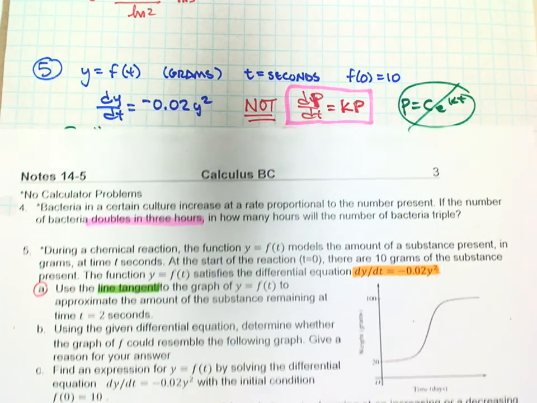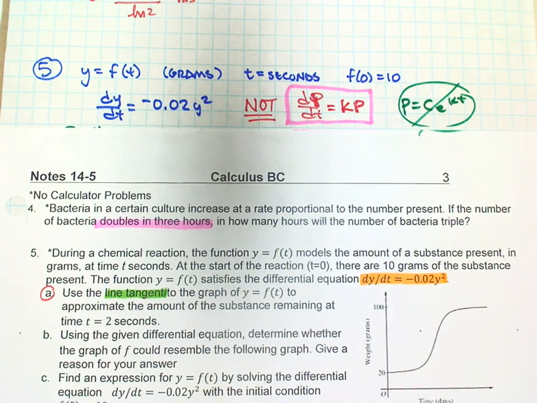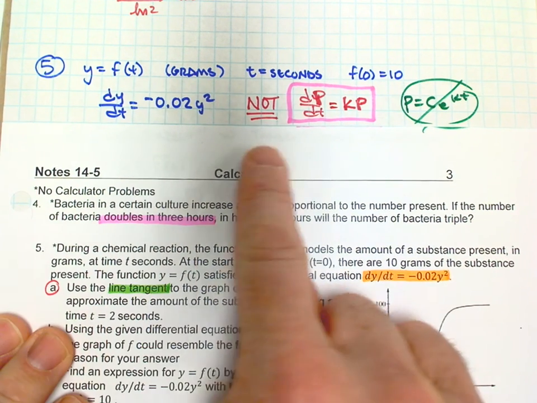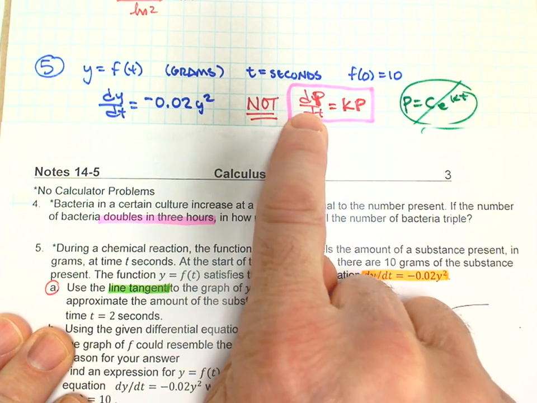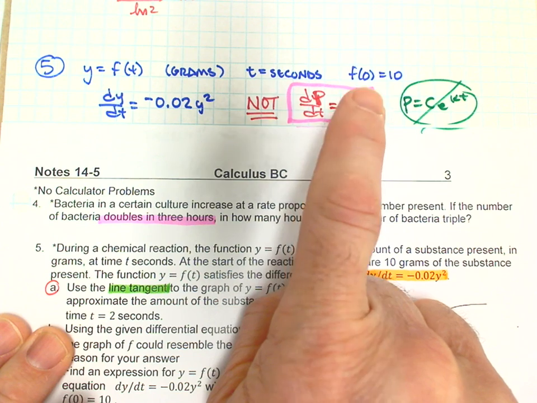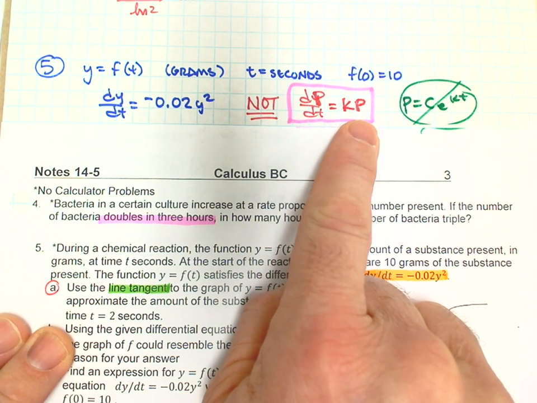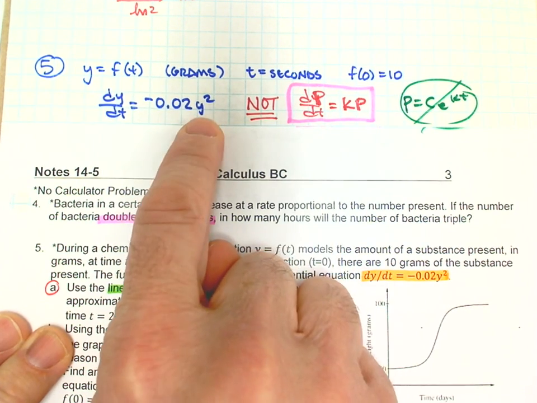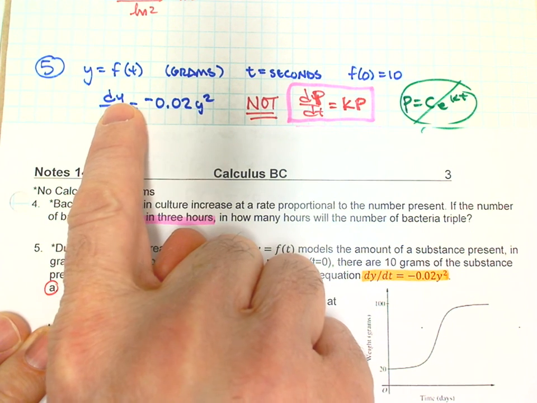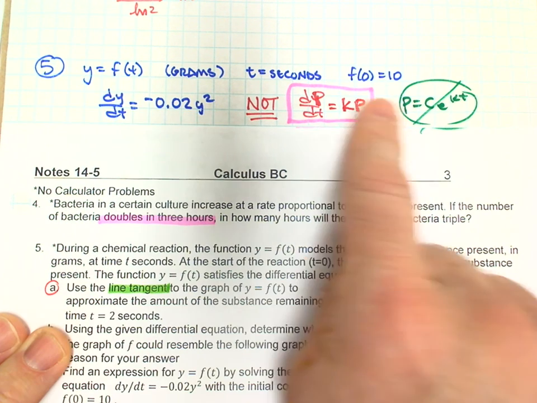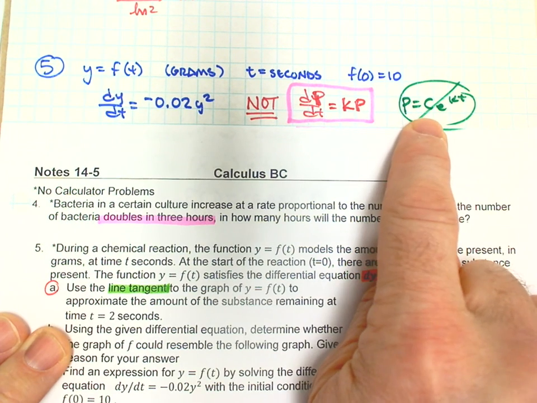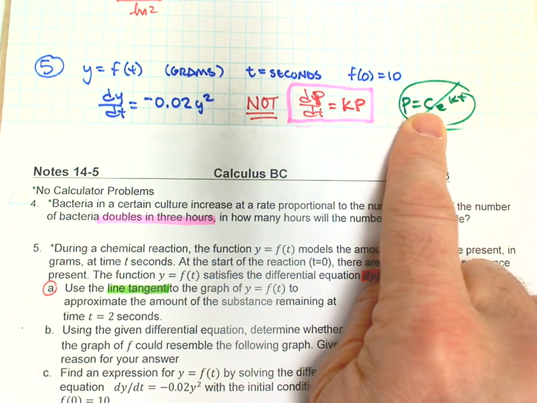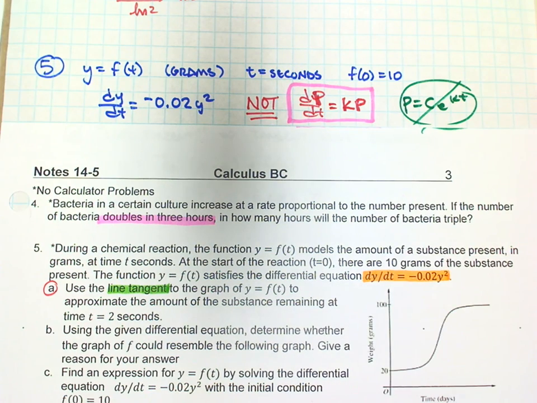One thing I want to point out with this one is that when we look at this differential equation, you'll notice that it is not a dP/dt equals kP. In other words, it's not directly proportional to that population. It's directly proportional to the square of whatever y is. So since this is squared, we can't jump to that equation that we have been using in our previous ones.